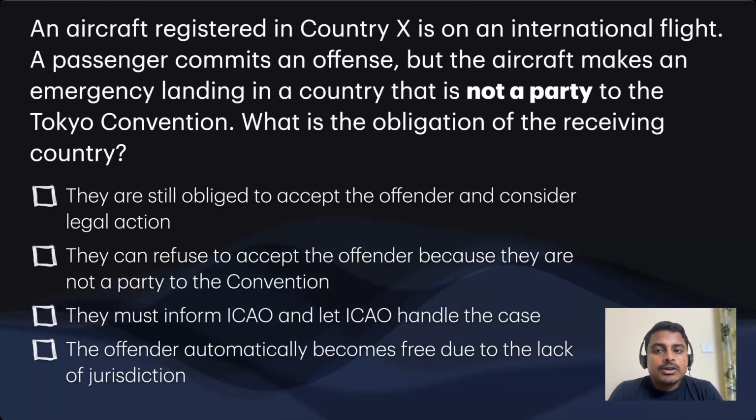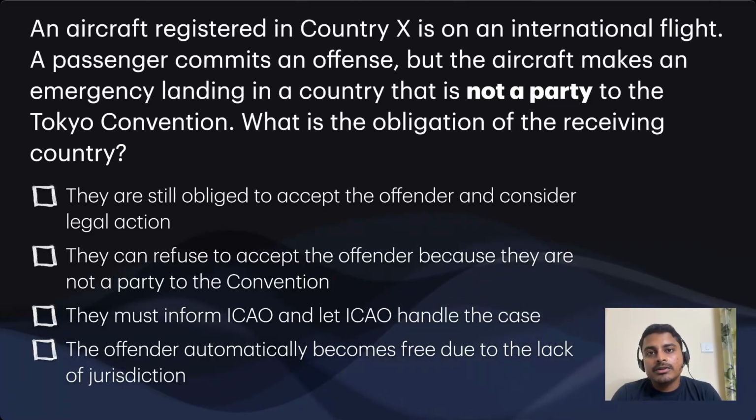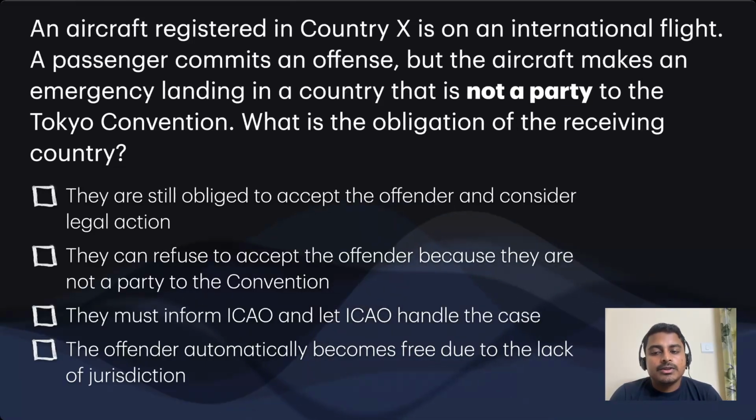Since the Tokyo Convention does not apply over any country which is not part of the Tokyo Convention itself or the ICAO, that is why any rules mentioned in the Tokyo Convention are not applicable over those countries. It's that simple, right? So these countries, they can refuse to accept the offender, okay, because they're not party to the convention. The correct answer is the second one.